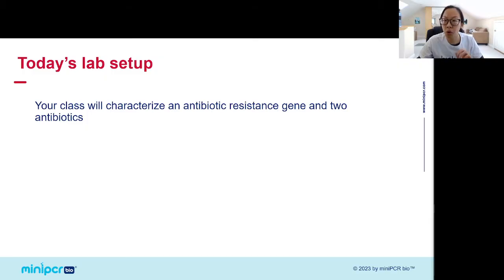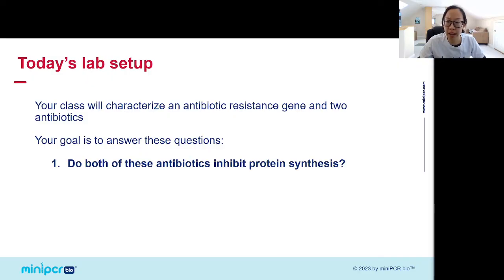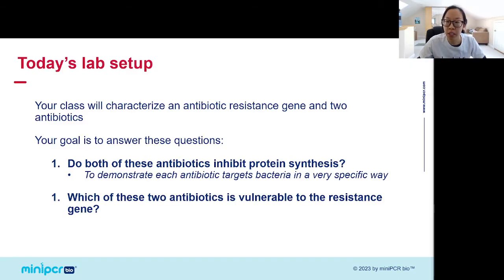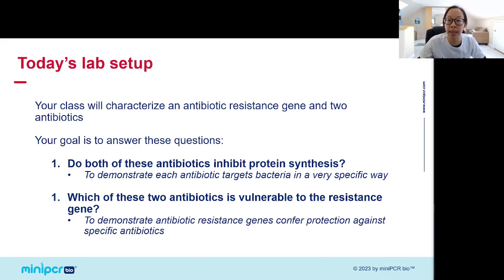All right, so your goal in this lab is going to be twofold. You want to confirm that both antibiotics you're using do block translation and protein synthesis. And this will demonstrate the first main takeaway that I talked about, that different antibiotics target bacteria in specific ways. And 2, you want to determine which of the 2 antibiotics is susceptible to the resistance gene. This will demonstrate the second main takeaway, that antibiotic resistance genes confer protection against specific antibiotics.